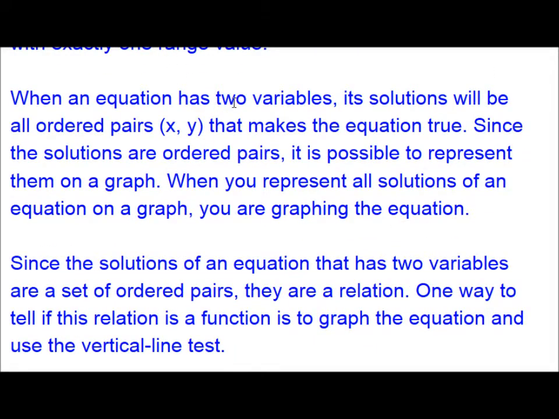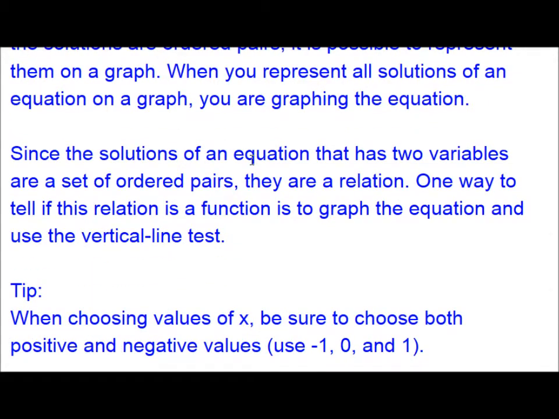When an equation has two variables, its solutions will be all ordered pairs x, y that make the equation true. Since the solutions are ordered pairs, it is possible to represent them on a graph. When you represent all solutions of an equation on a graph, you are graphing the equation. Since the solutions of an equation that has two variables are sets of ordered pairs, they are a relation.